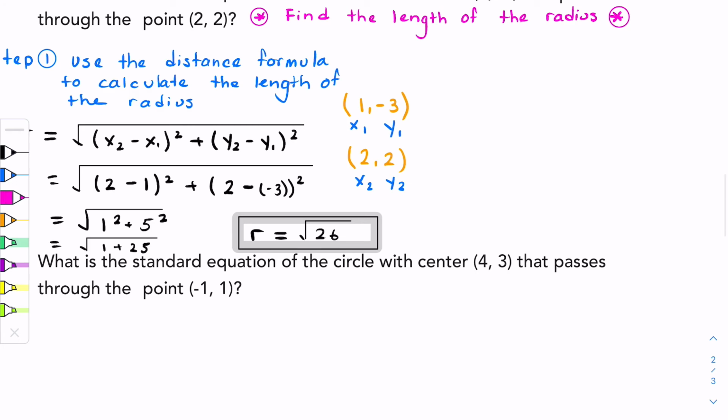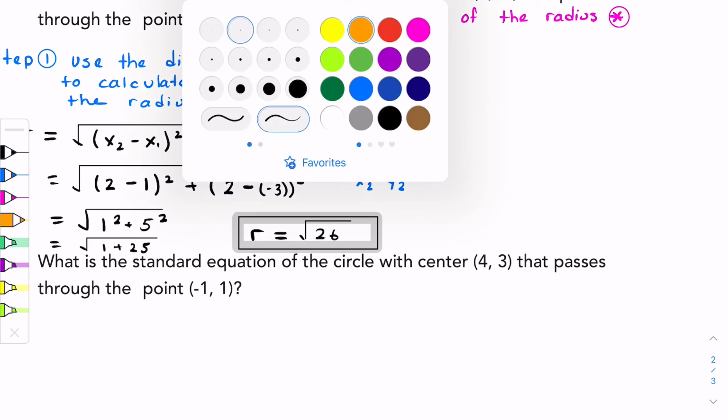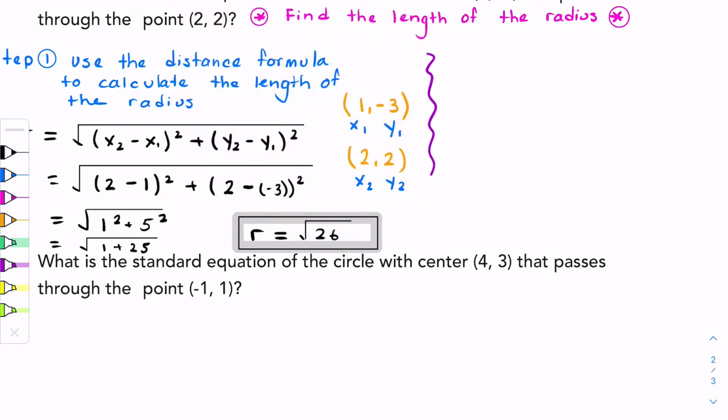So once we find the radius, once we solve for step 1, step 2 is going to be to use the radius and the center of the circle to write the equation of the circle.